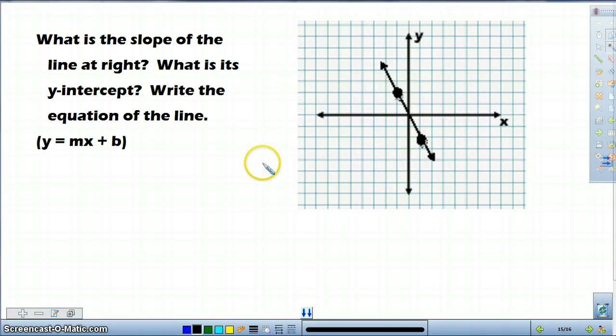Okay, so you've got this one last problem. Sorry to leave you hanging there at the end of that last video. Didn't mean to do that. What is the slope of the line at right? What is its y-intercept? Write the equation of the line.